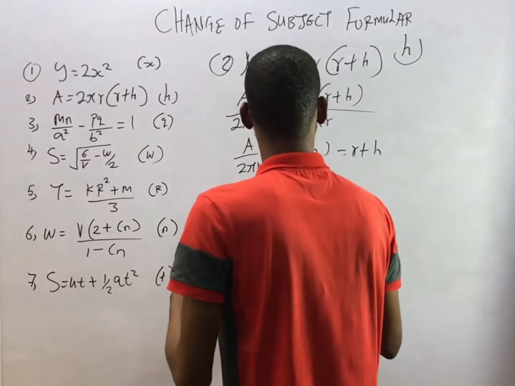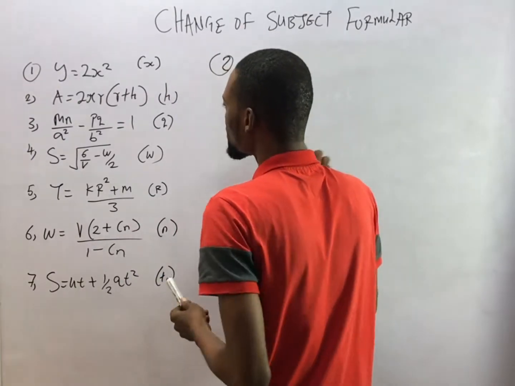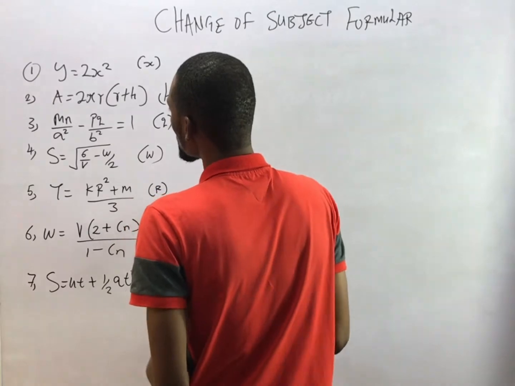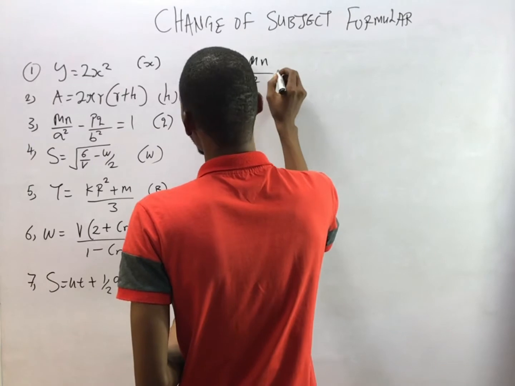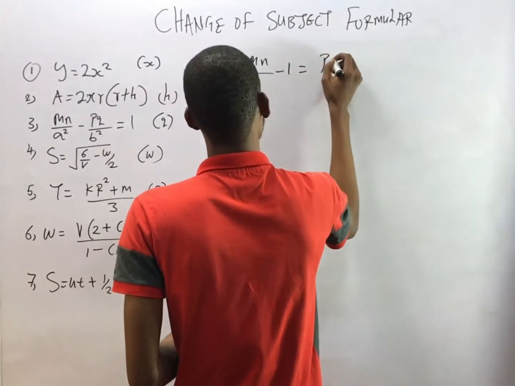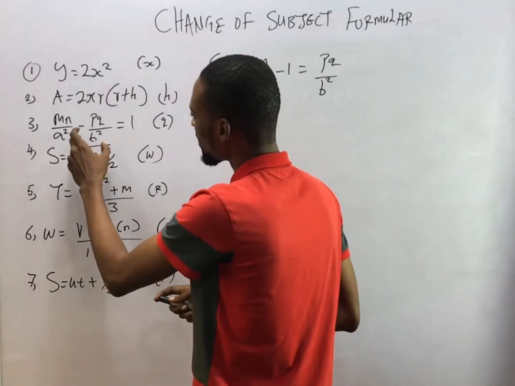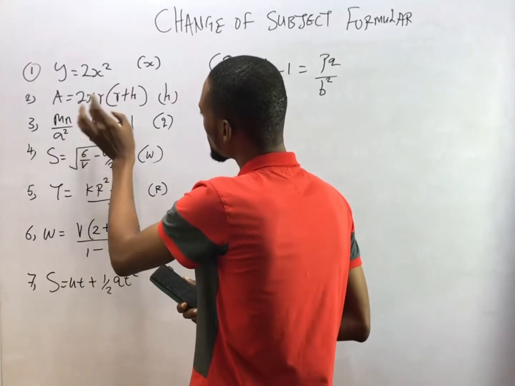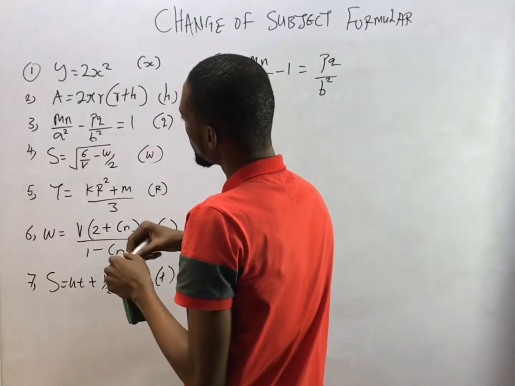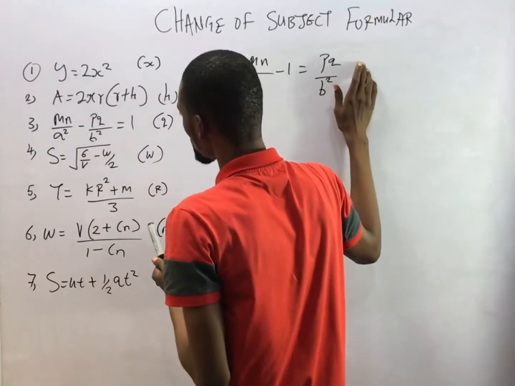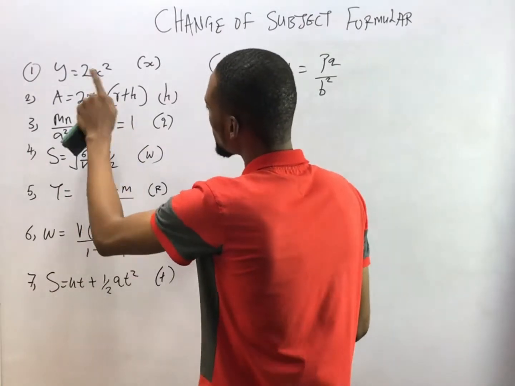So look at number 3. Number 3 says we should make Q subject formula. So this is a very simple question. Yes, because mn over a square minus 1 will give you pq over b square. They are being separated by subtraction. So we bring this here, we take 1 to the other side. As this one is going this way, from minus it becomes positive. So it comes here as pq over b square.